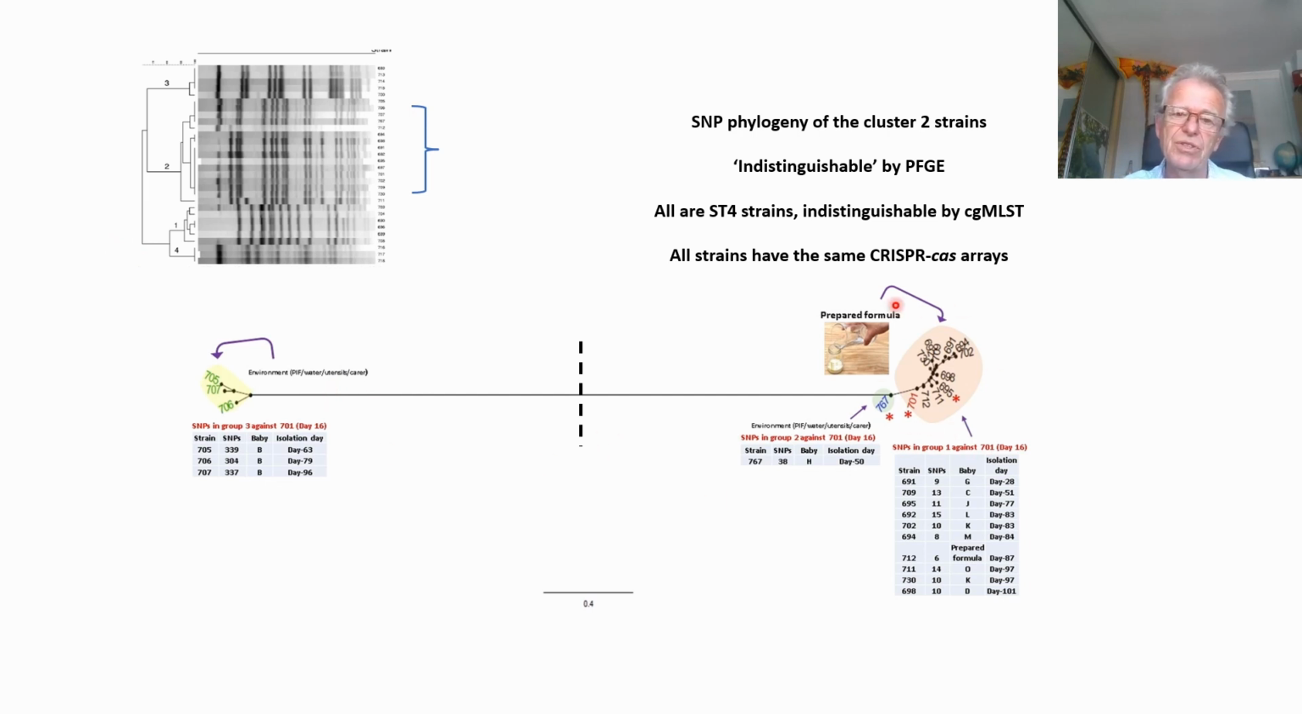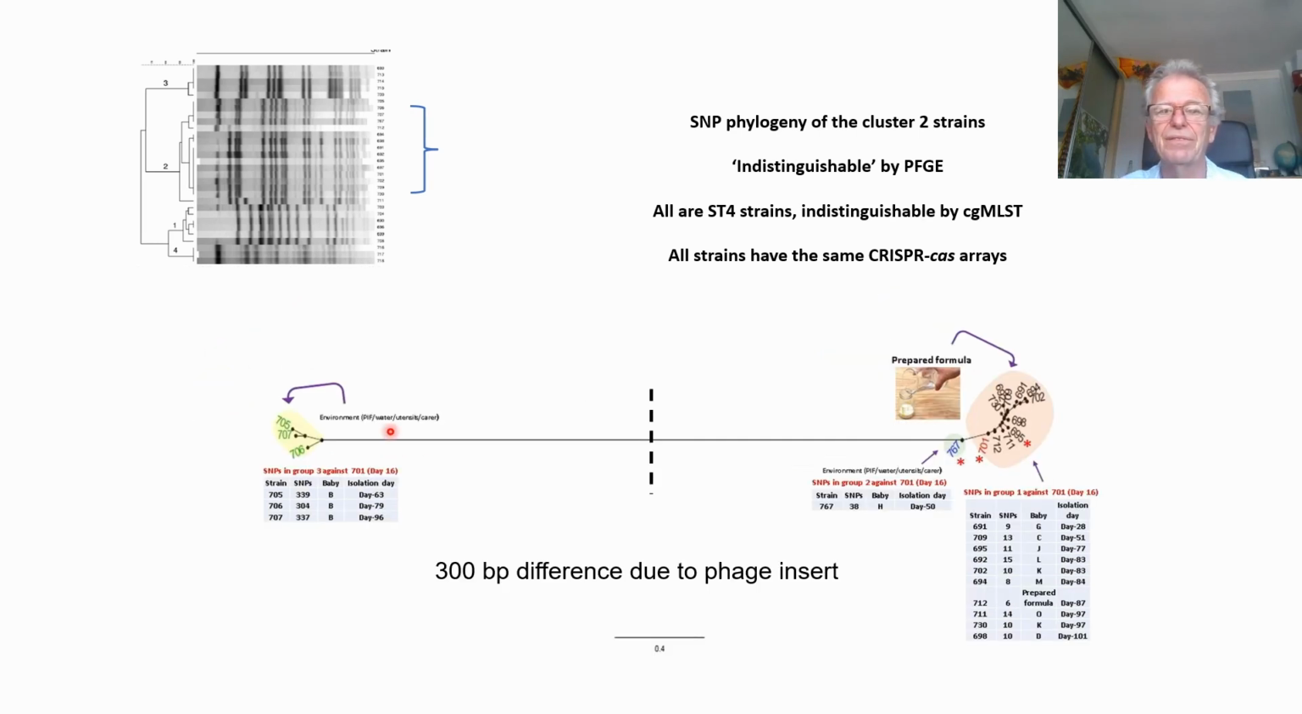of strains cluster together, including the prepared feed. Very, very similar, few SNPs. But baby B, the 3 strains of pulse type 2, 3 strains of sequence type 4 from baby B, are 300 nucleotide differences. And the reason being that the strains from baby B lacked a phage insert.